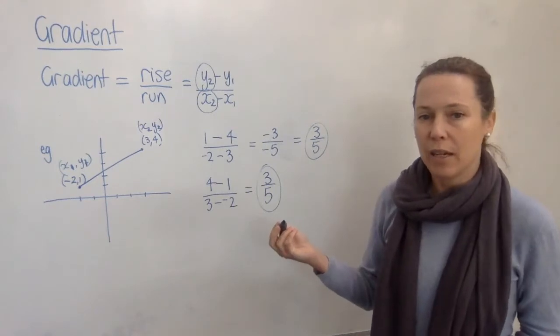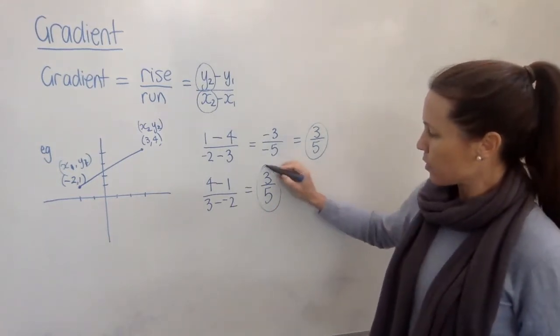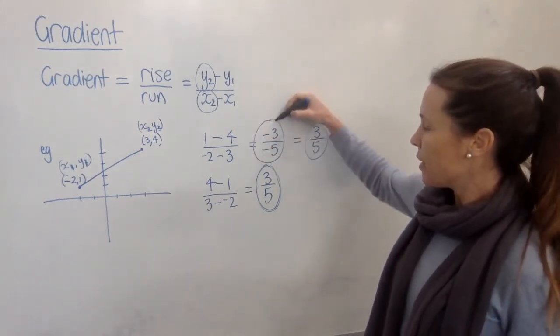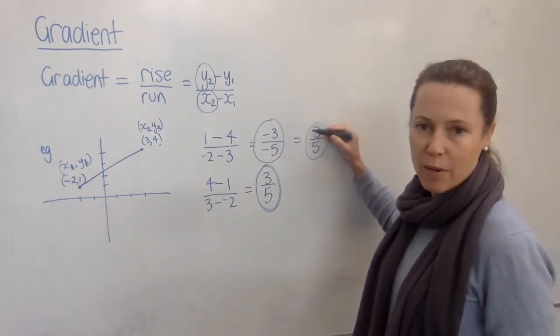The reason it doesn't matter is because if you end up with both numbers being positive, then if you'd done it the other way around, you would have had both numbers being negative. They cancel out and both numbers are positive anyway.